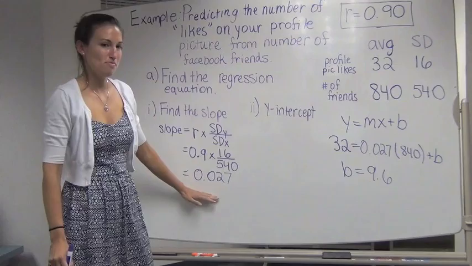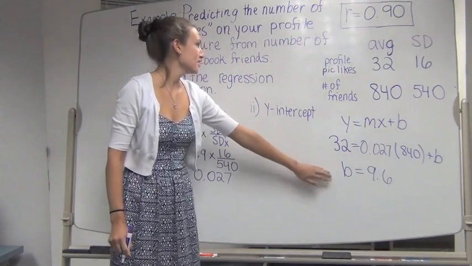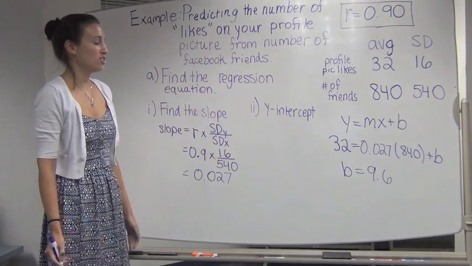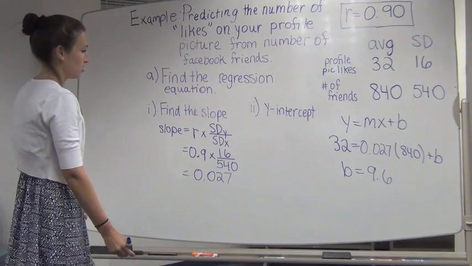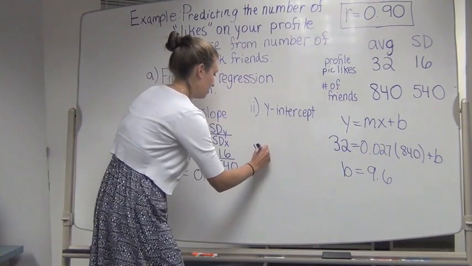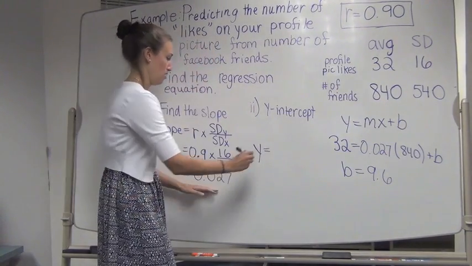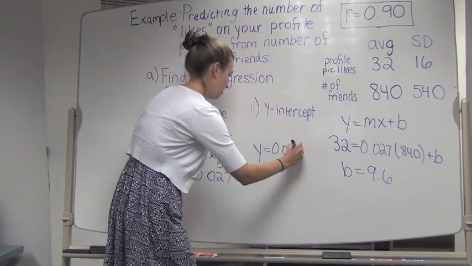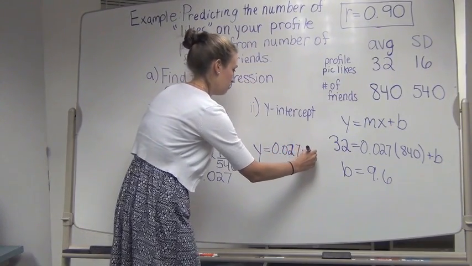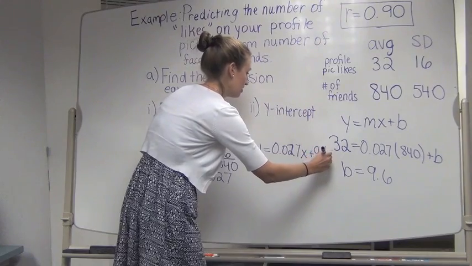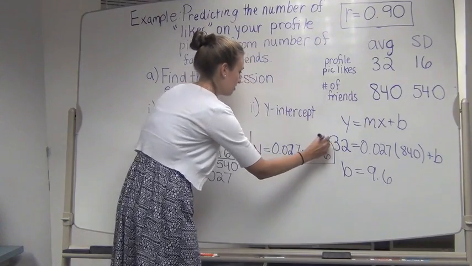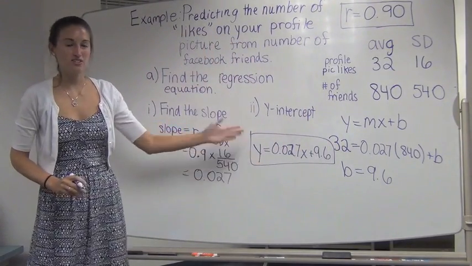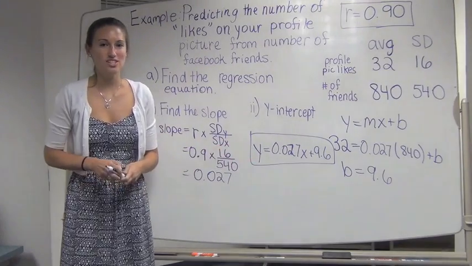So we have our slope, we have our y-intercept, and now when it said find the regression equation, we can write our regression equation as y equals 0.027, our slope, x plus 9.6, our y-intercept. So this is our final answer. This is our regression equation.